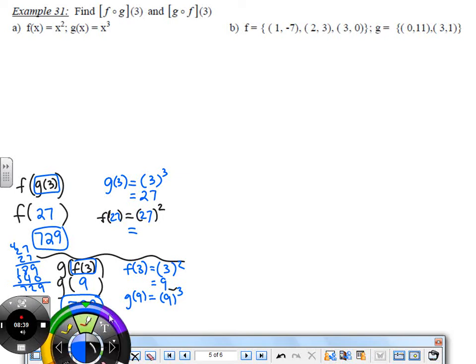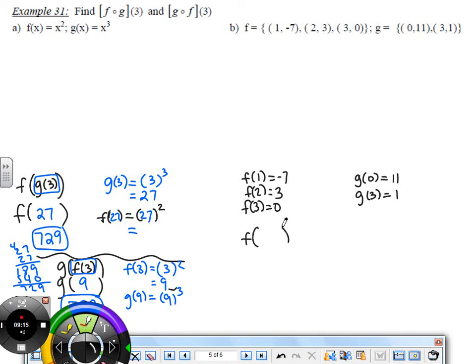So part B over here refers to some set notation. So I just want to make sure you understand the set notation. The function f really only consists of 3 different rules or 3 different points. That f of 1 is equal to negative 7, f of 2 is equal to 3, and f of 3 is equal to 0. I knew all of this by looking at the 3 points in the f function. The g function only has 2 points, or 2 rules. g of 0 is equal to 11, and g of 3 is equal to 1, and those are from the 2 points in g. Now I'm going to use that to help me do the calculations.